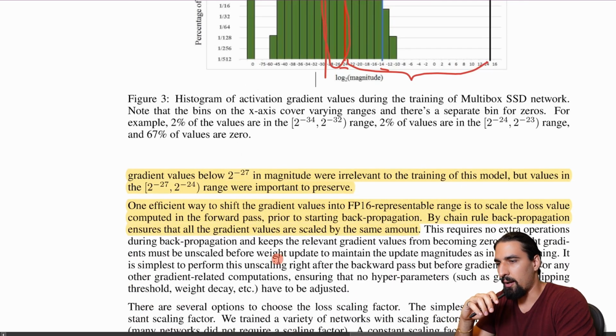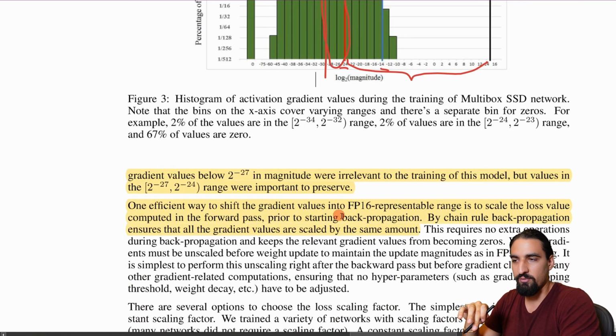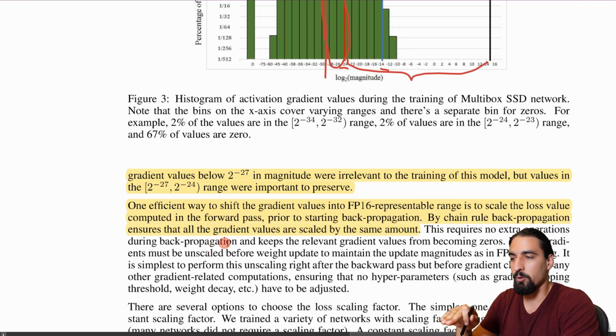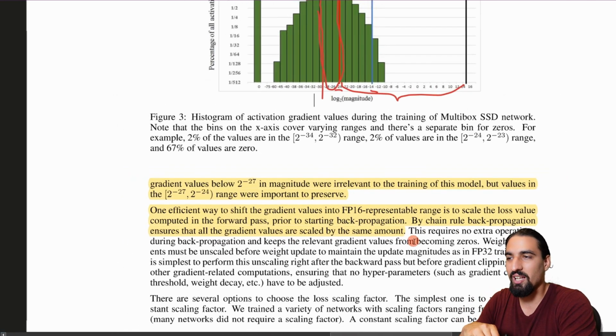Okay. So one efficient way to shift the gradient values into the FP16 representable range is to scale the loss value computed in the forward pass prior to starting backpropagation. By the chain rule, backpropagation ensures that all gradient values are scaled by the same amount. So that's an easy way you can scale up all of these gradients.